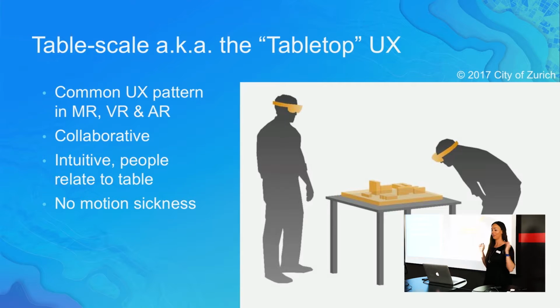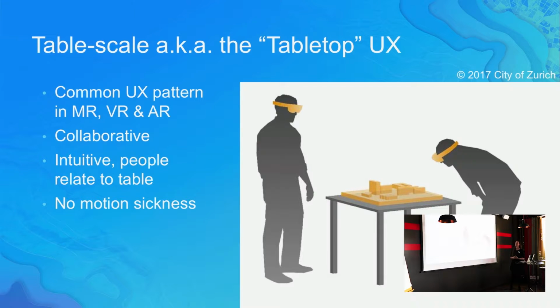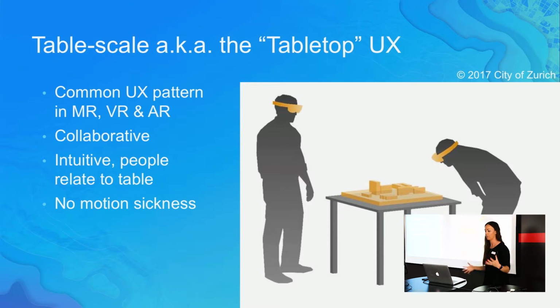And so now we have this other way of doing a good VR experience, and this is table scale, or a tabletop user experience. So instead of fully putting somebody in a fully immersive experience, make it a bit more intuitive, a bit more relatable, a bit more approachable. So it's a collaborative experience. People can stand around a table. It's familiar. As I said, people can relate to the table.